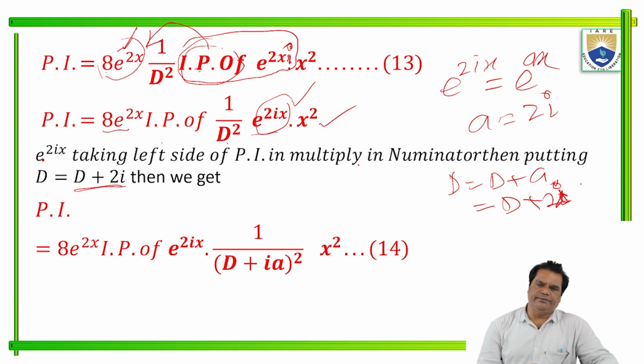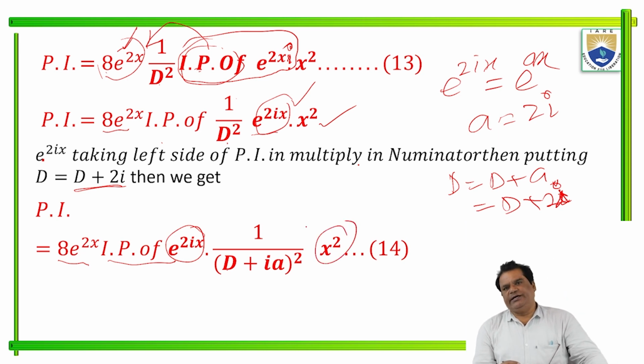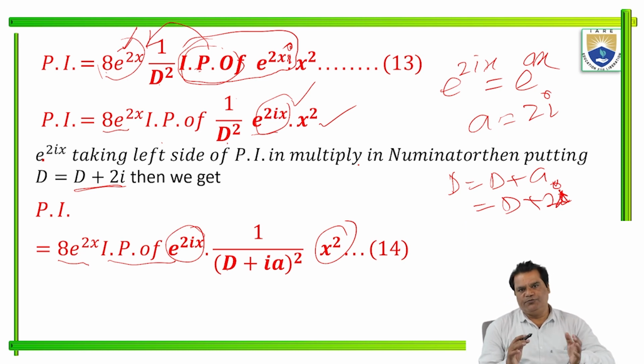D plus 2i, this goes to this side. So now here 8 e to the power 2x, imaginary part of, this is taking left side. Now putting 1 upon (d plus 2i) whole square into x square. Only a single function is there, an algebraic function. The two functions we have, we break.